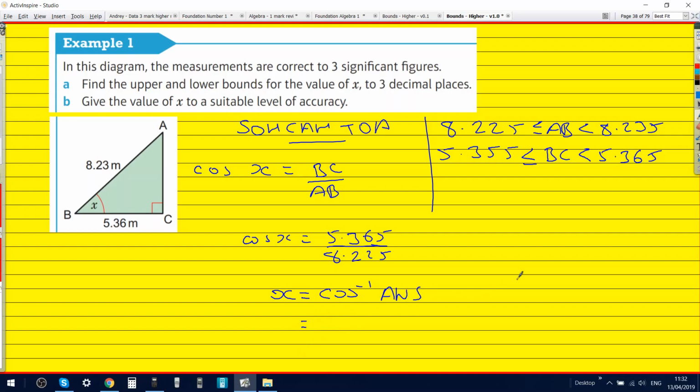Let me redo that. 5.365 divided by 8.225. 49.29. 3 decimal places. 49.286. Okay. And then the upper bound, the lower divided by the upper. So 5.355 divided by 8.235. Okay. Reverse cos of that is 49.55.